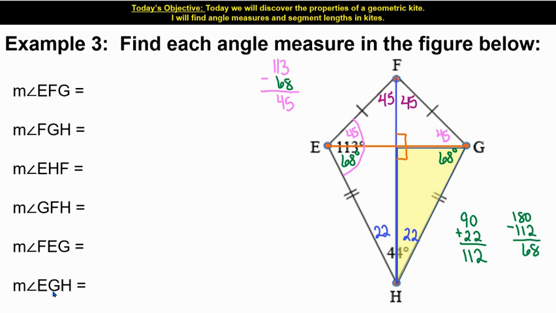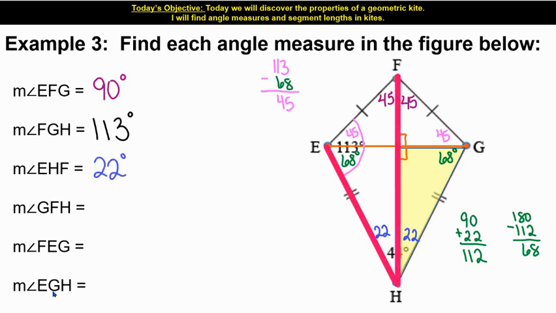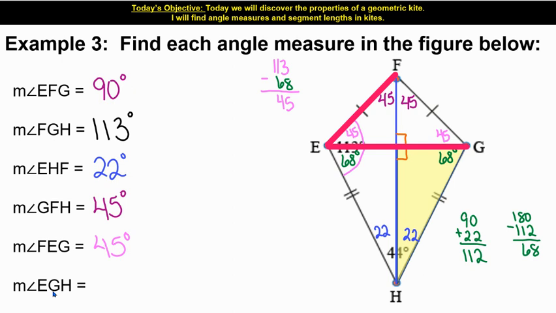So let's see if we found them all. The first one, the measure of angle EFG. EFG is 45 and 45 together, so 90 degrees. FGH is 45 and 68 together, or if I look across the way, I can see 113 was given to me. EHF is 22 degrees. GFH is 45 degrees. FEG is also 45 degrees. And EGH is 68 degrees. So by having them all filled out, it makes it real easy to then go in and fill out those angles that we were trying to find.